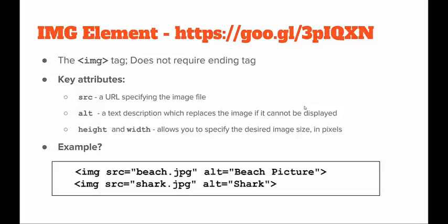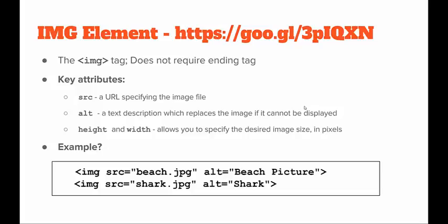Alt, which means alternate, is a text description which replaces the image if it cannot be displayed. Finally, height and width are two other common attributes. They allow you to specify the desired image size in pixels. This allows you some customization if your image is very large and you wish to display it in a smaller format. An example of how to use this tag is shown here on the screen, but you can also use the URL at the top of the screen to see a larger example.